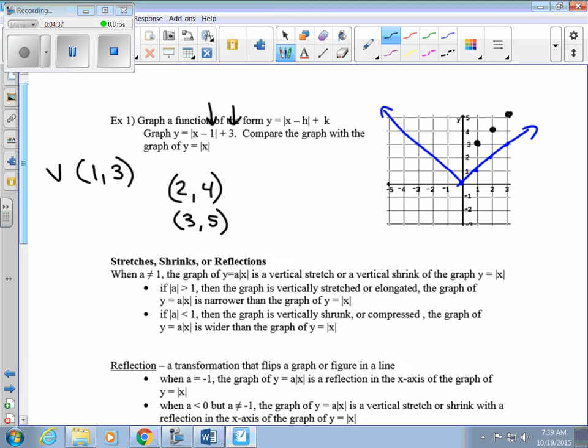Okay. Then if we put in negative 1, negative 1 minus 1 is negative 2. Absolute value of negative 2 is 2. 2 plus 3 is 5. And we skipped 0, so let's put in 0. 0 minus 1 is negative 1. Absolute value of negative 1 is 1. 1 plus 3 is 4.